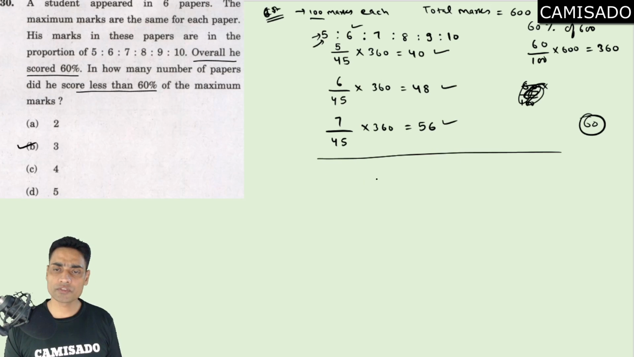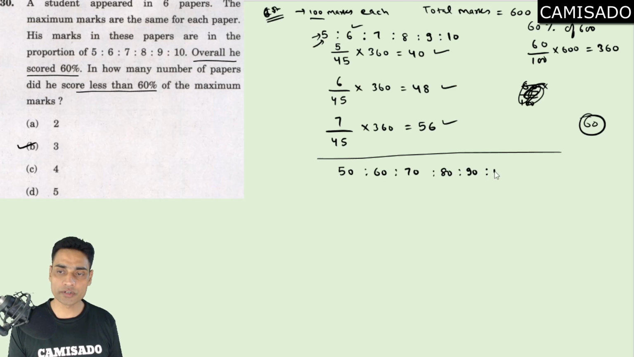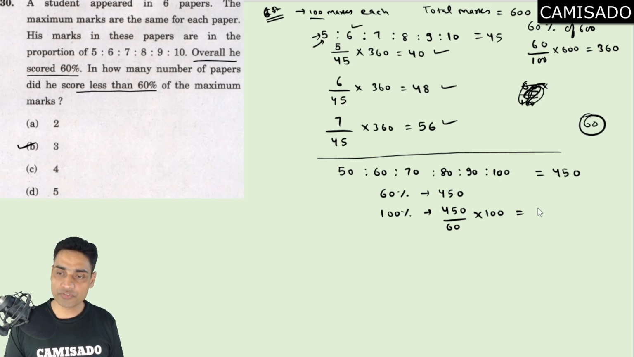You can think like this also, that let the marks be in the ratio 40 : 50 : 60 : 70 : 80 : 90 : 100. In this way, when you add up all of them, you will get 450. Here we were getting 45 as the addition because 10 is increased, so 450 is the way. So 60% is equal to 450, then 100% will be equal to 450 upon 60 into 100, it will be 750.